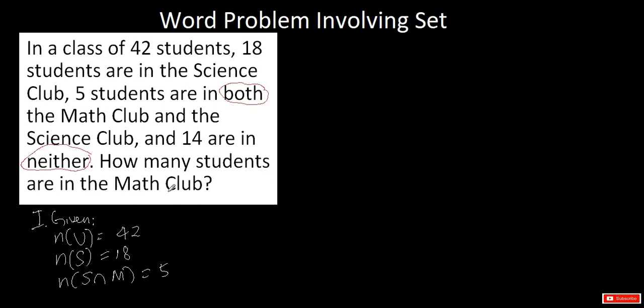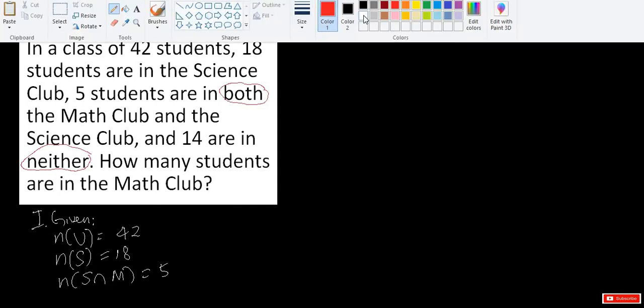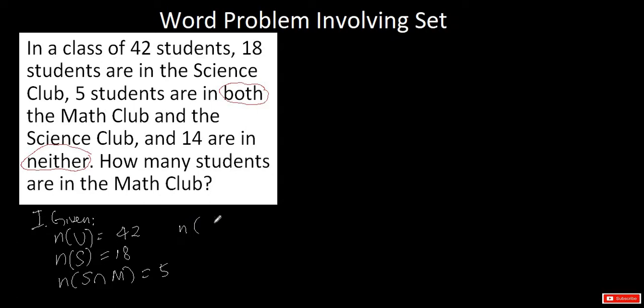So since these students don't belong to either of the clubs, then they are the complement of the union of the two clubs. So we have the cardinality of the complement of S union M is equal to 14. Okay, so we are done with our givens.